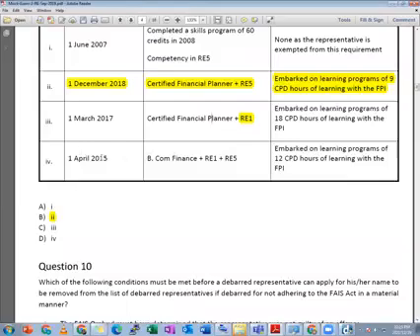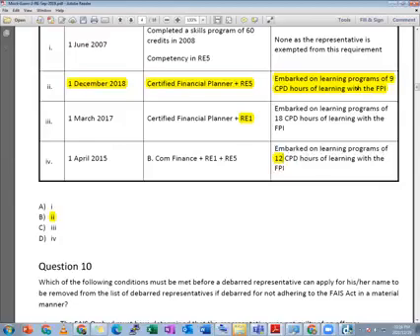This guy, for 1st April 2015, has BCom Finance, RE1 and RE5. He's fine with all this. But look at the hours, only 12 CPD hours. He was supposed to be on 80. He's short of 6. So the CPD hours are what make him not fit and proper.